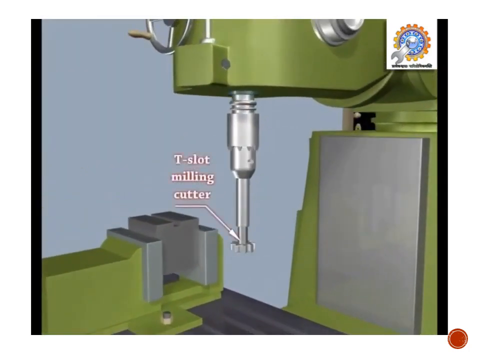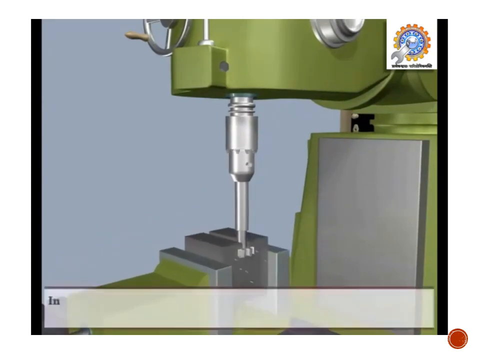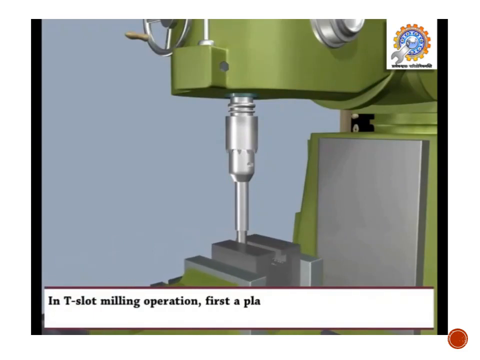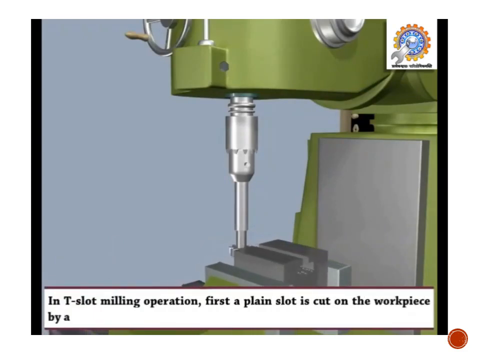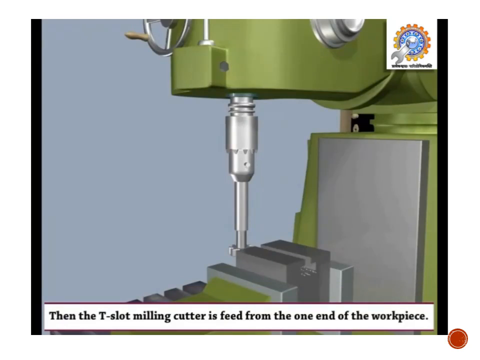Okay, T-slot milling. In a vertical milling machine, T-slot milling is performed. Initially, the cutter is fixed to the spindle of the machine, and in a T-slot milling operation, first a plain slot is cut on the workpiece. Then the T-slot milling cutter is fed.